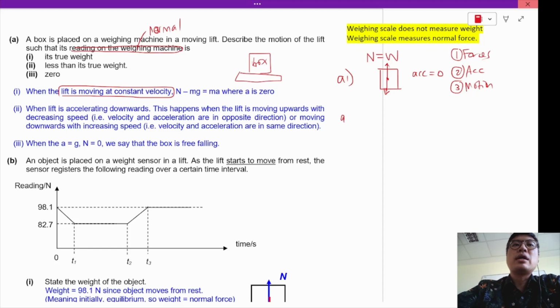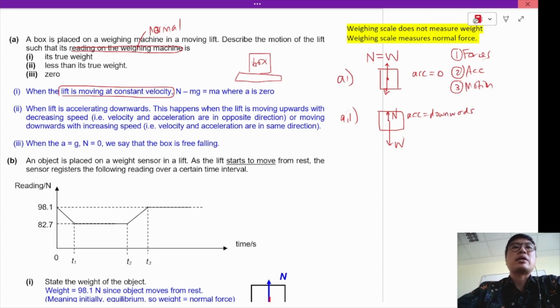Let's do part A, part 2. Describe the motion of the lift such that the reading on the weighing machine, or normal, is less than the weight. So let's take a look. The weight is here and the normal is less than the weight. So if the normal is less than the weight, then the acceleration is downwards.